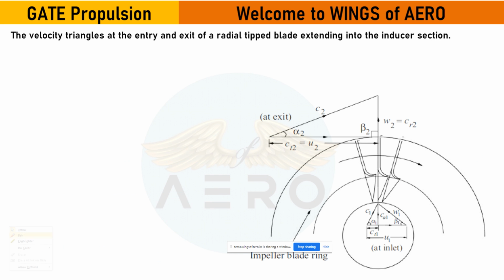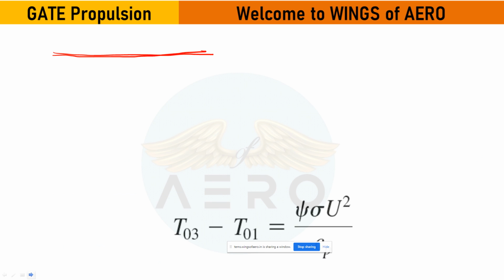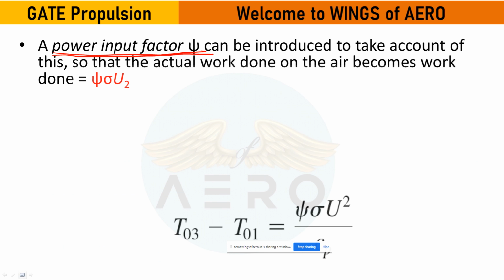Next we have, if we want to include the power input factor, it can be denoted by psi. This is psi into mu into U2. Can you follow, all of you? Please let me know.